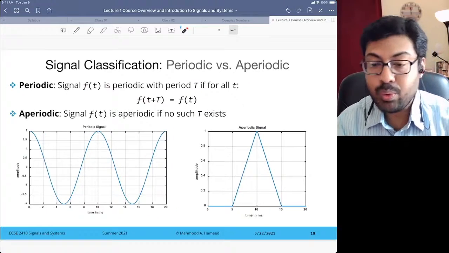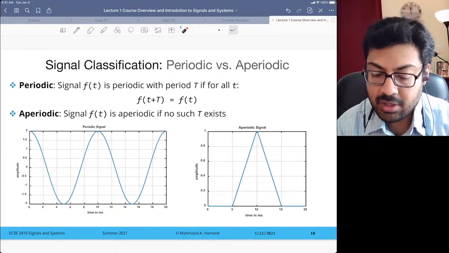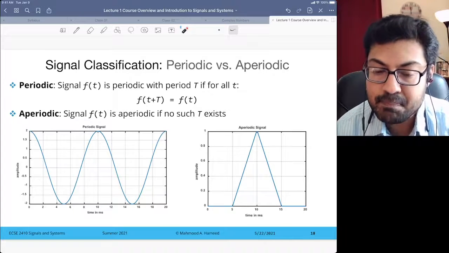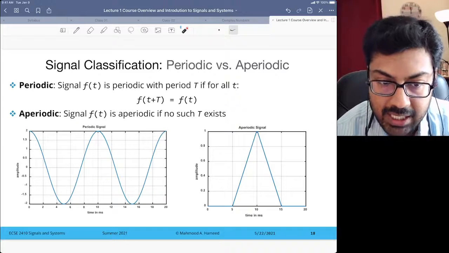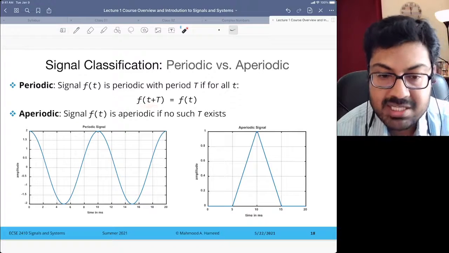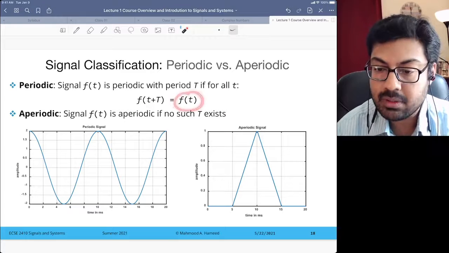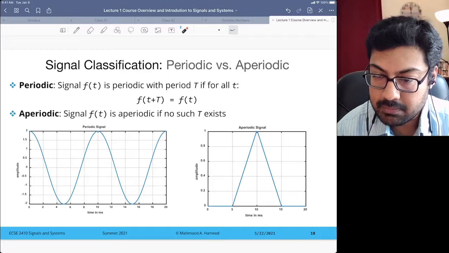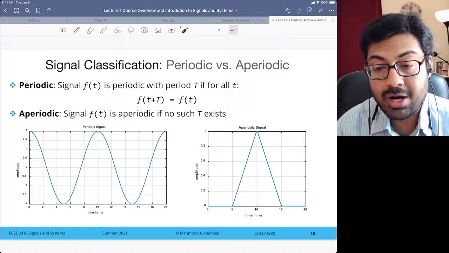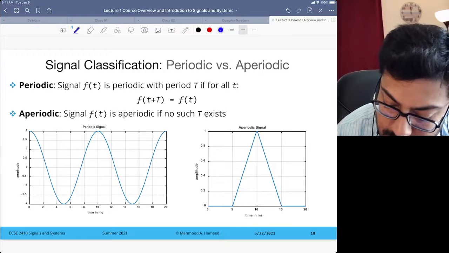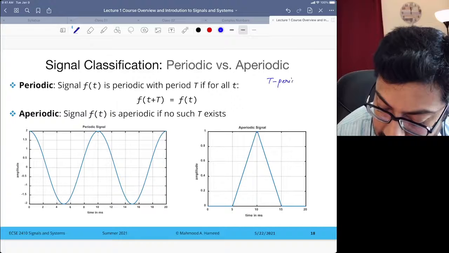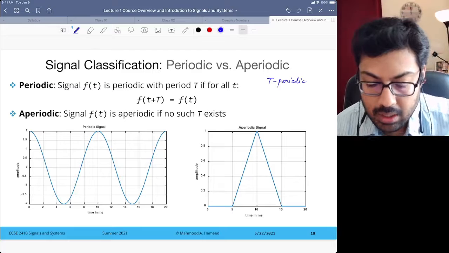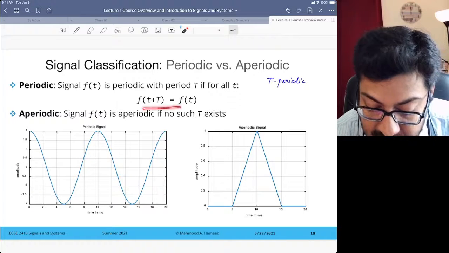All right. Next way to classify signals is to look at whether it is periodic or aperiodic. So a periodic signal has to simply satisfy this particular criteria: f of t plus cap T equals f of t, where cap T is used as the time period of the signal. So it is also called a T periodic signal. Some textbooks call it T periodic. What does that mean? T periodic essentially means it's a periodic signal with the time period T. But for that, this condition has to be satisfied.